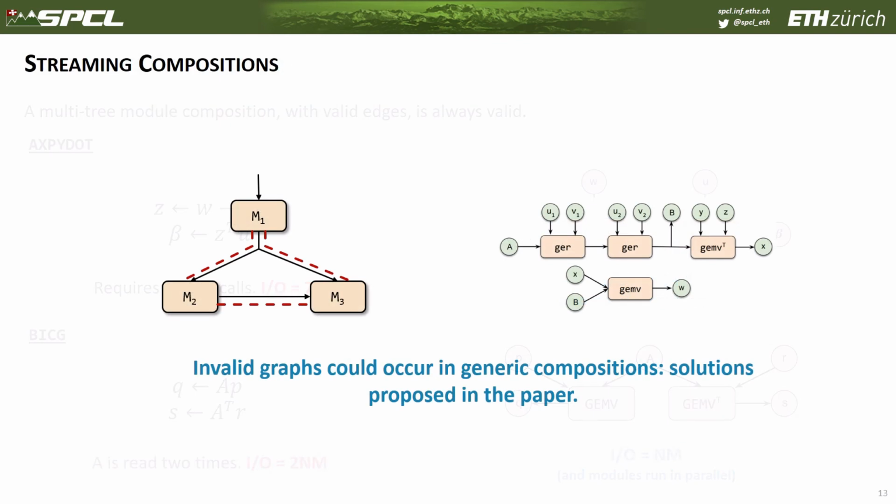For more complicated graphs, invalid composition could occur, and this is mainly due to the fact that multiple paths can exist between a given pair of nodes. Now in the paper we discussed possible solutions to this. One of them could be to split the graph in multiple valid components, like we did in the GEMVER example here shown on the right. You can find more details about this in the paper.